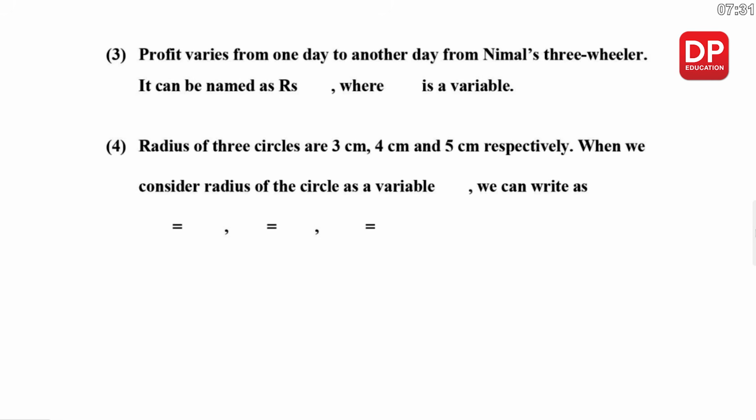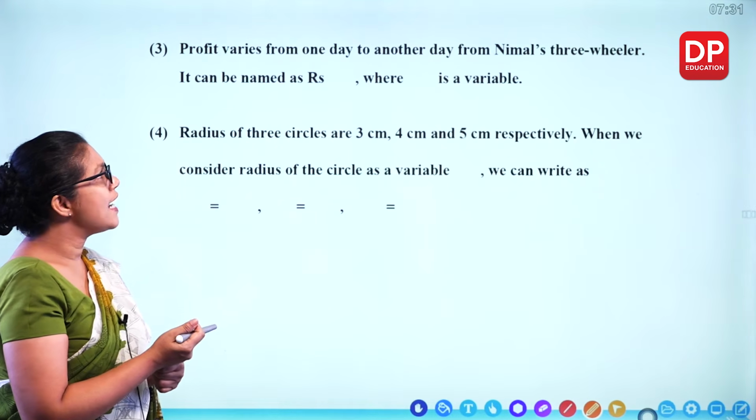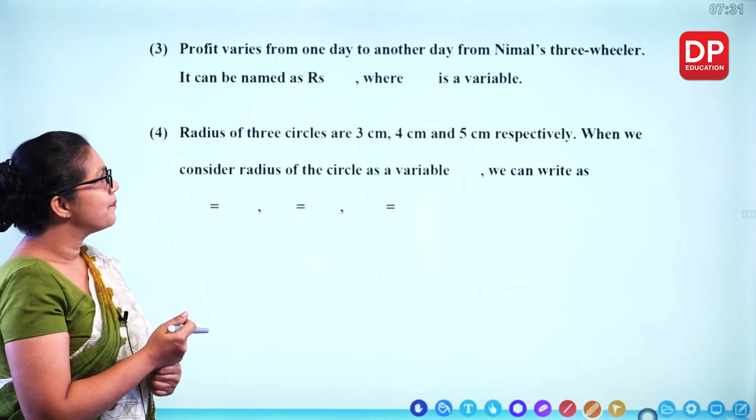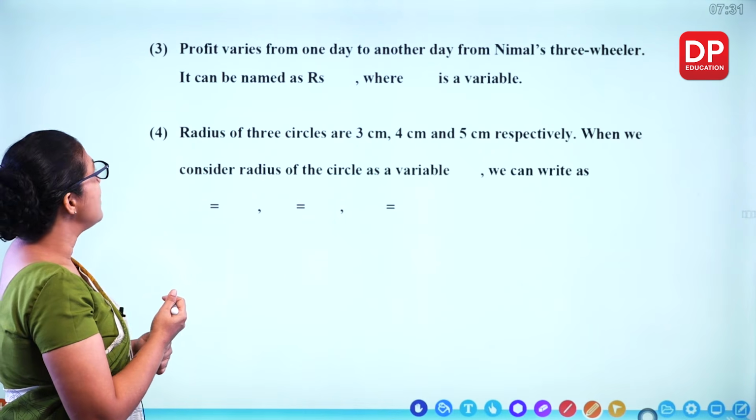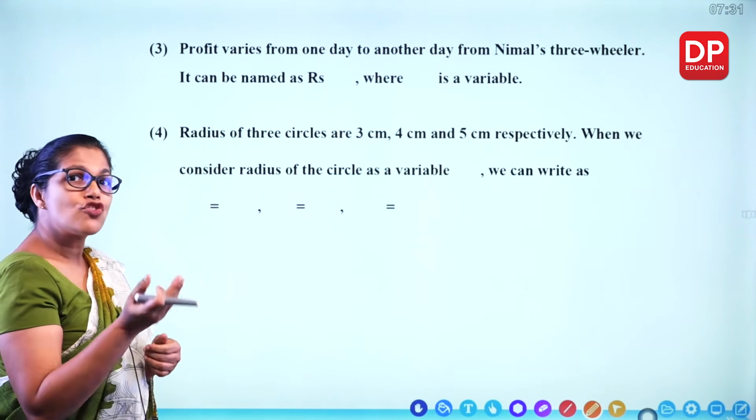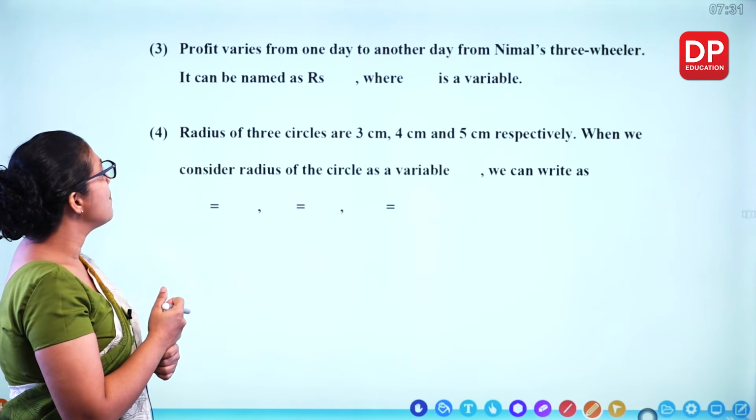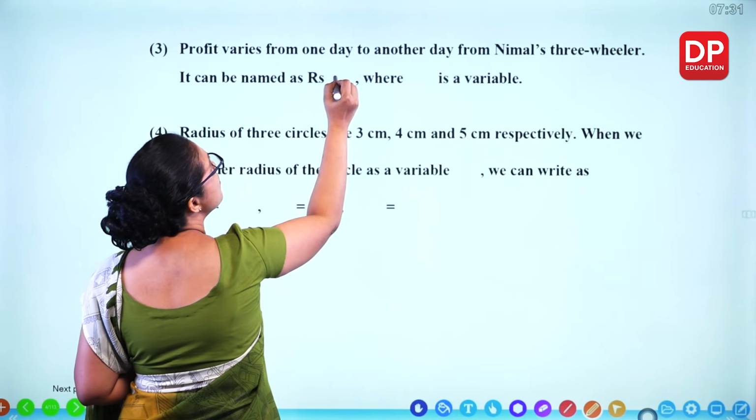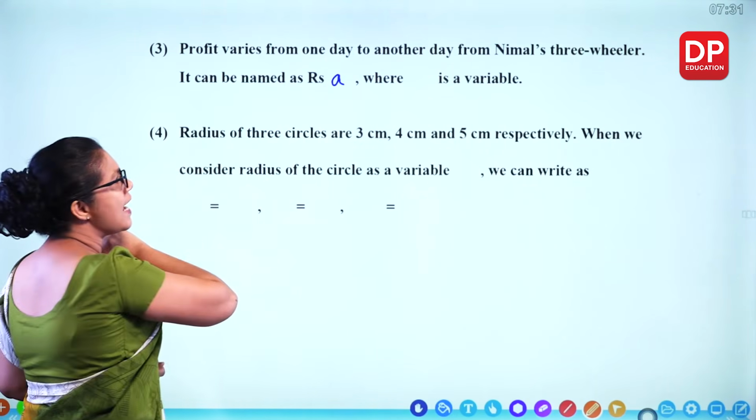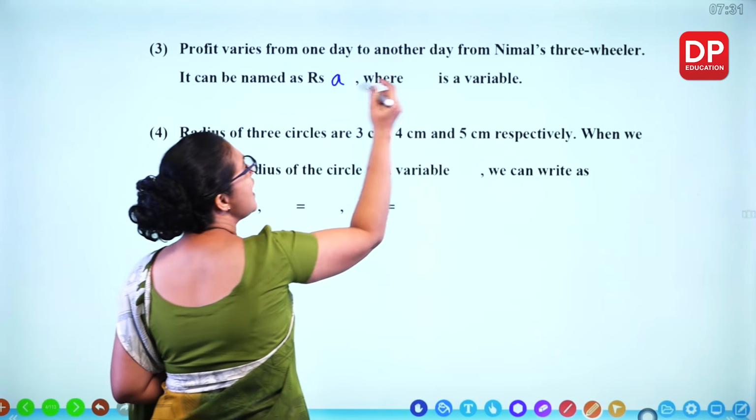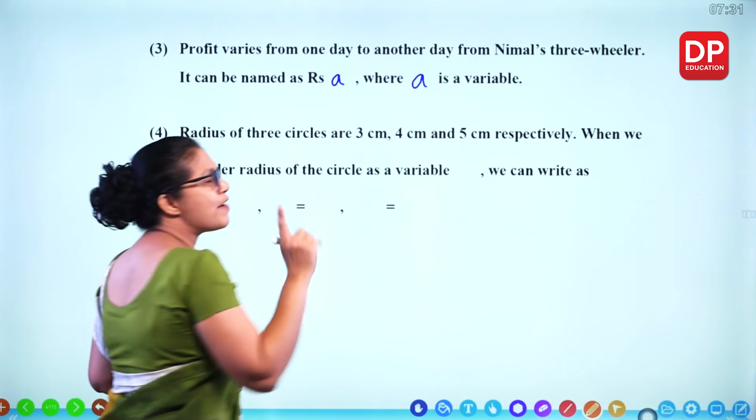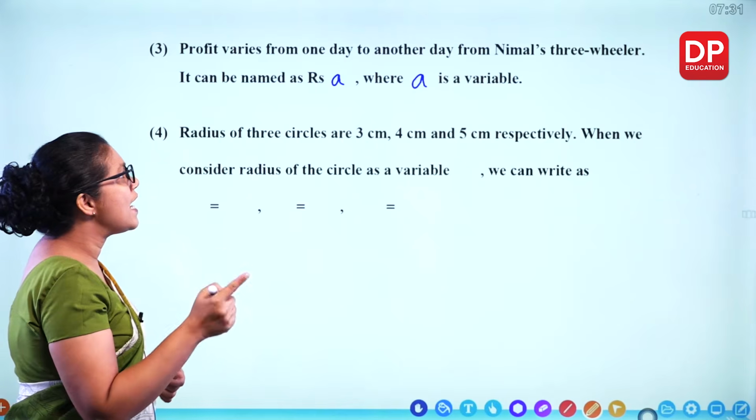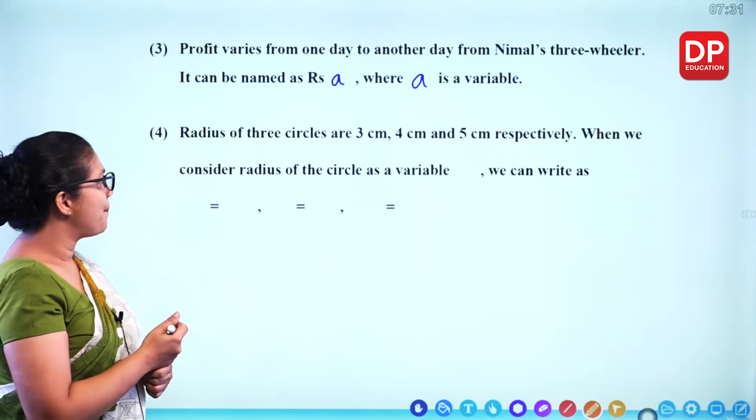This one, profit varies from one day to another, from Nima's three-wheeler. So it's changing all the time. It can be named, I'll put A, receipts A. So what's A? It's a variable because it's changing all the time.